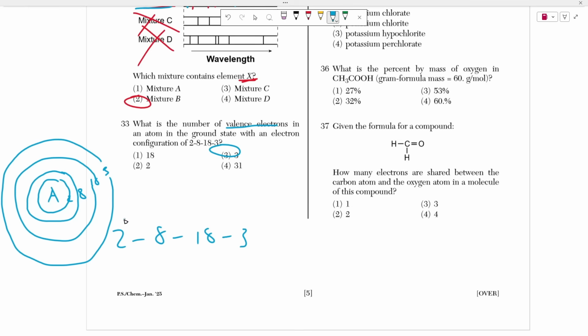Another way to think about this is the leftmost number is the electrons in the innermost shell, and the rightmost number is the electrons in the outermost shell, okay? Or to solve this question quickly, just look at the last number. The last number is 3. That means that there's 3 electrons in the last or the valence shell. So that means that any electron in a valence shell is a valence electron.